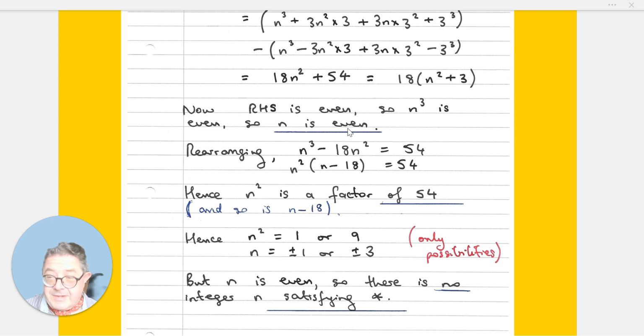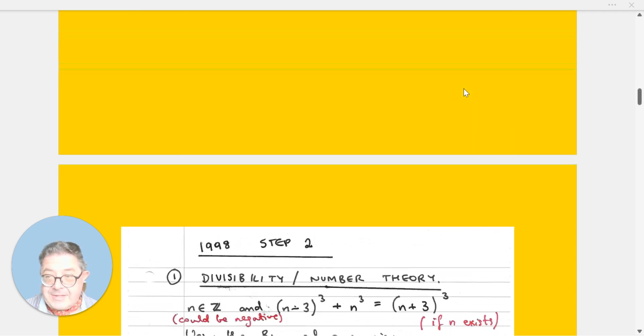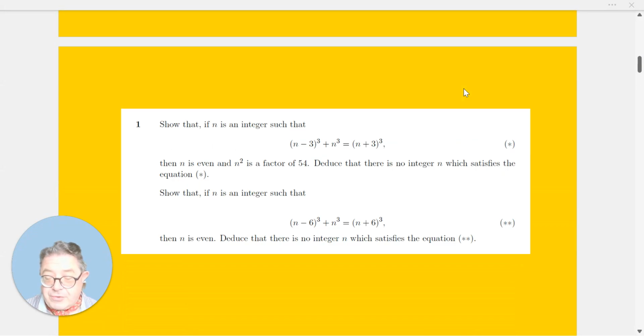But we showed earlier that n must be even. 1 and 3 are not even, therefore there is no integer n satisfying the relationship that has been called star in the question. So here we have assumed that n satisfies this equation, and we have effectively reached a contradiction, so there is no integer n satisfying the equation star.